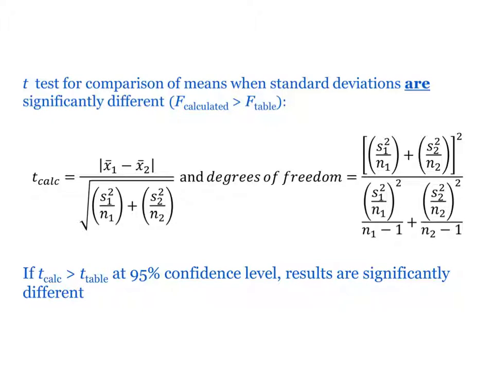It doesn't make sense to pool the standard deviations when they're significantly different, and the degrees of freedom are calculated using a more elaborate procedure as shown here, then rounded to the nearest whole number. Regardless of how we calculate t, the rule that if t-calc is greater than t-table at the 95% confidence level still states that the results are statistically different. Let's practice applying the student t-test for the comparison of means.